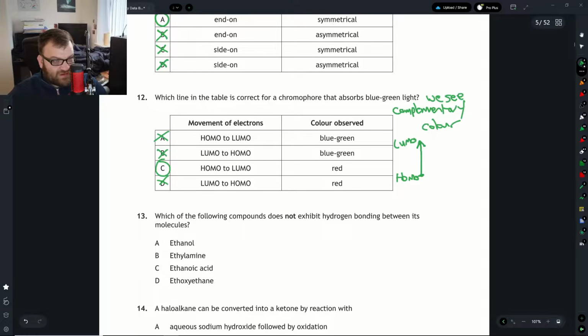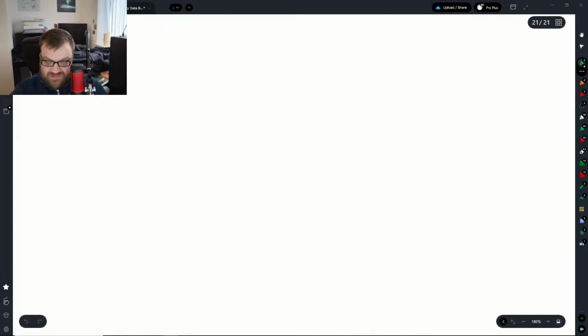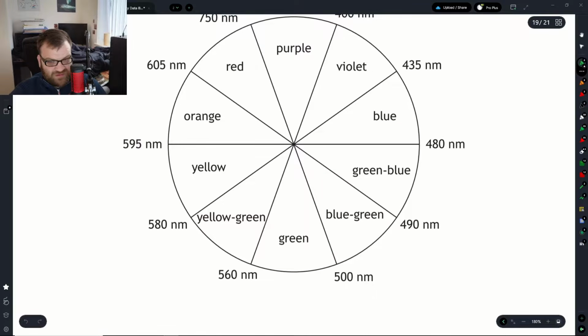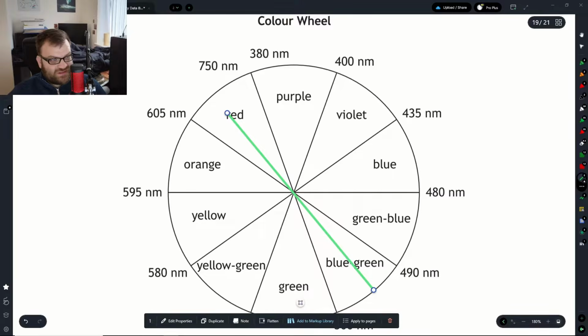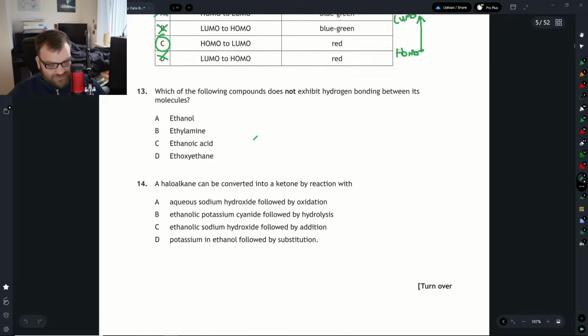We need to see a different colour. To prove it's red, you could look at the colour wheel, and the colour wheel is hopefully going to have red across from blue-green, which we do. That gives us our correct answer, hopefully, of C for question 12.